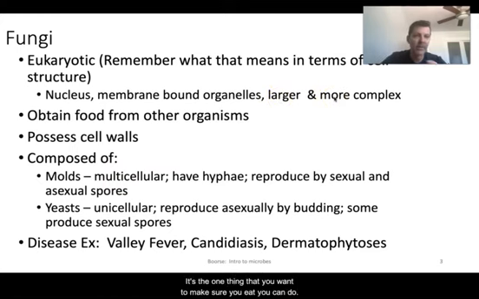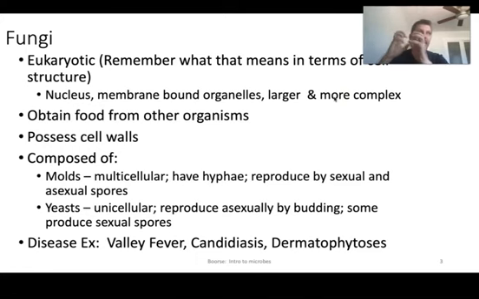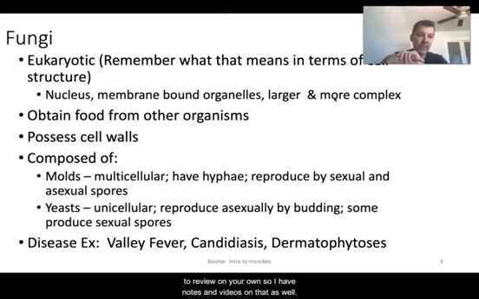Eukaryotic cells tend to be larger and more complex than the other type of cell that we classify as a prokaryote. One thing you want to make sure you can do is compare and contrast a prokaryotic and eukaryotic cell. In the next lecture, we're going to go into more detail about a prokaryotic cell, so we will review that then. But a eukaryotic cell structure is something that I'm asking you to review on your own. I have notes and videos on that as well.